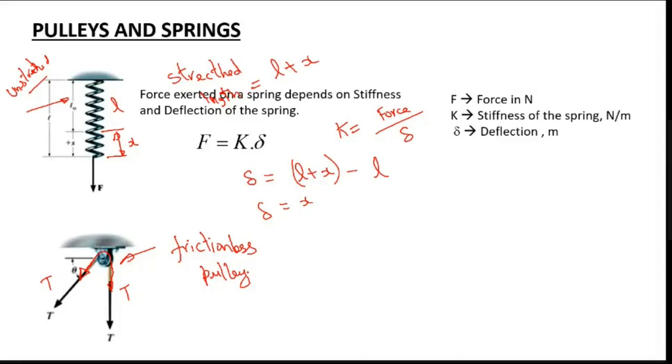When I say it is frictionless, it means that when I apply a force, the rope is sliding on the pulley. Your pulley will not rotate. If it rotates, it means there is friction. So there is no rotation on your pulley, and that one we call a frictionless pulley. Practically speaking, it is not possible. You don't have any frictionless pulley in any of your applications.